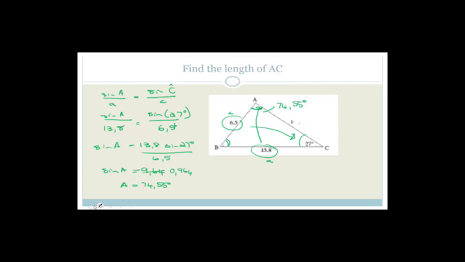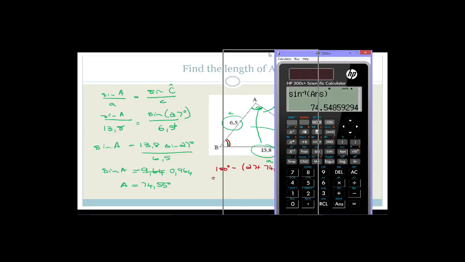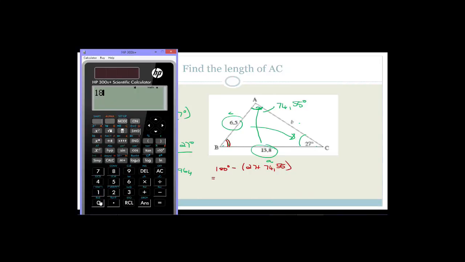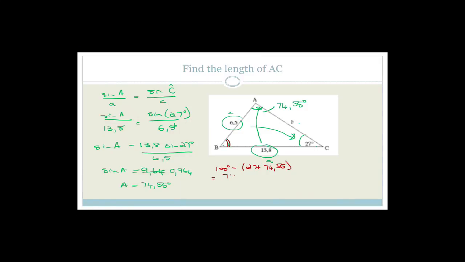Okay, so let's do that. I'm gonna change color so you know what I'm doing. So I'm going to get B. I'm using angle sum of triangle, and I'm gonna say 180 degrees minus 27 plus 74.55, which equals what? Okay, it becomes 180 minus bracket 27 plus 74.55, close bracket equals 78.45 degrees. So there is that angle size.